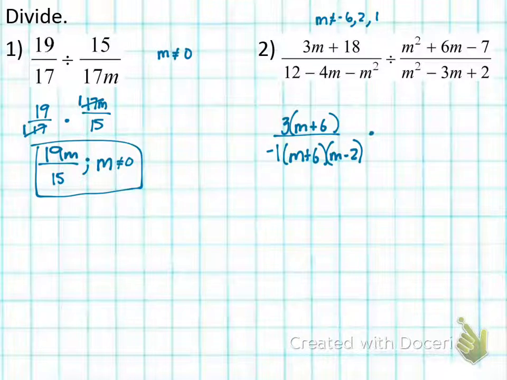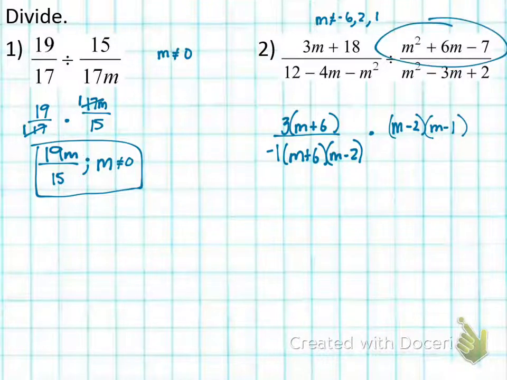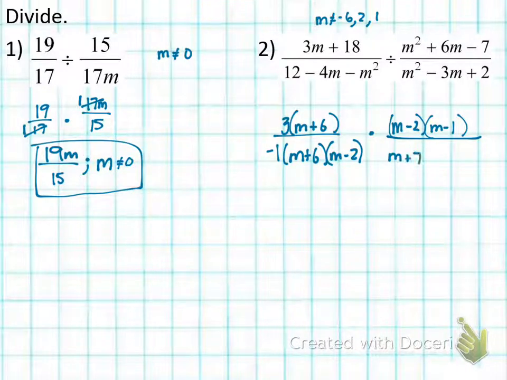Times, I'm changing this division sign to a times sign. Changing it, and we're going to flip the fraction. I'm just going to factor the denominator as I go. So it's going to be m minus 2 times m minus 1, and then this numerator I'm going to factor out as I flip it. So we're going to put m plus 7 times m minus 1. Okay, and we just did step 2.